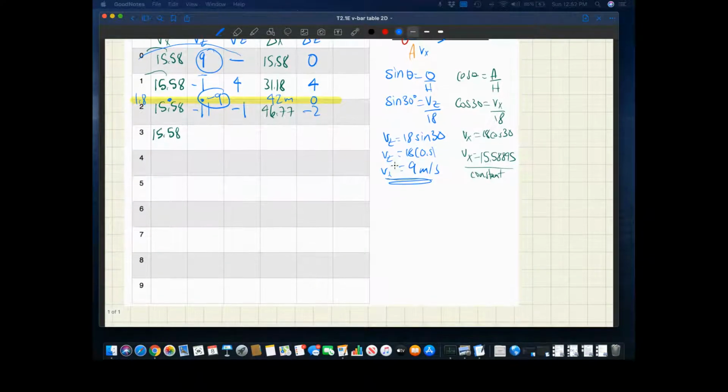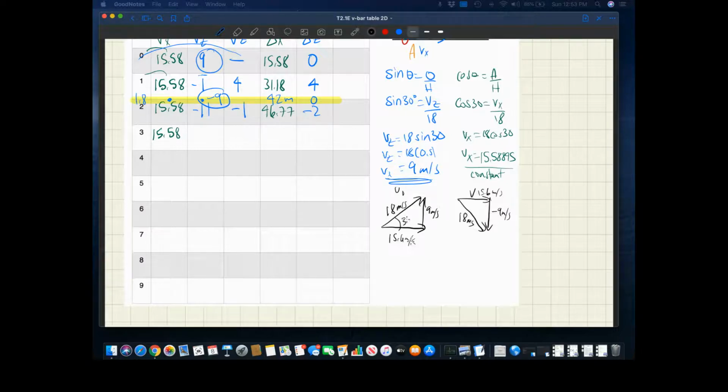Well, let's draw some pictures here. We started out at V0, we had 18 meters per second, and 15.6 meters per second and 9 meters per second. Well, at the end, impact, we have minus 9 meters per second, and the horizontal velocity didn't change, so 15.6 meters per second. So we have the same legs, then the velocity will be the same, 18 meters per second.